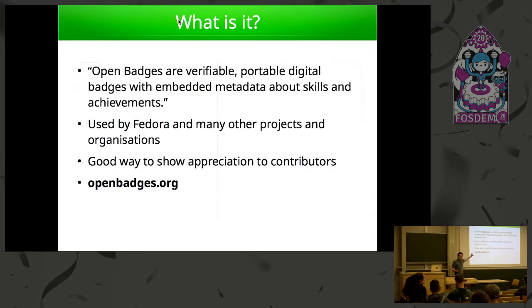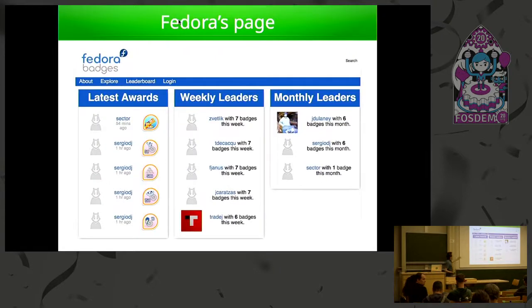The Fedora project uses them. I'll show you in a second. It's a good way to show appreciation to contributors, and it's its own open source project. Here's how Fedora does it. These are all people in the Fedora project, active, with all their usernames. When they hit a certain milestone, when they've done something, they get a badge. They have lots of automated systems set up for this as well, and they make it into a sort of friendly competition between people in the community.